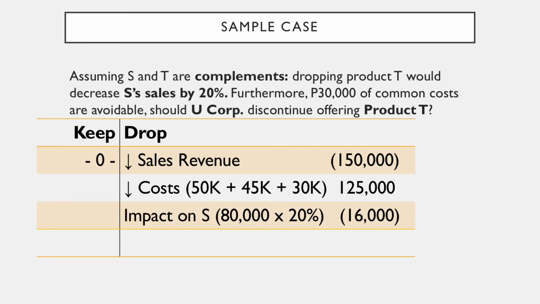The impact on S would be, again, since S sales will decrease by 20%, both sales revenue and variable costs would go down, hence contribution margin. 80,000 pesos times 20%, we would have a decrease in margins of S, 16,000 pesos. At the end of the day, profits will go down by 41,000 pesos. As such, financially speaking, it would be very advisable to keep product T instead.